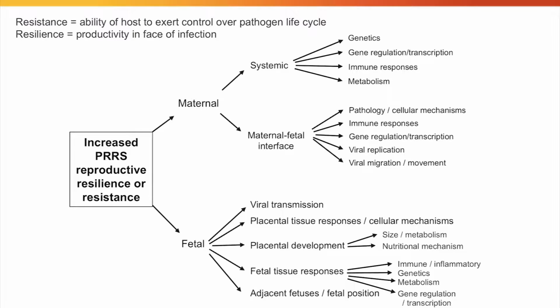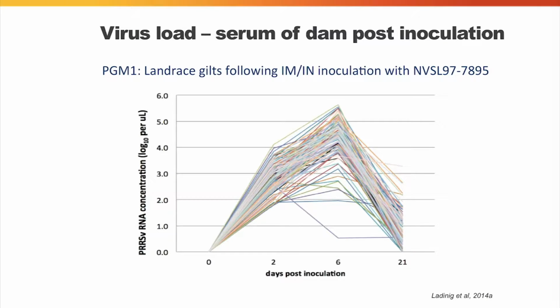By contrast, we can also look at what's happening in the fetus, and that can be how the virus transmits across the placental tissue, what happens when the virus enters the placental tissue, something about the placental development of the fetus, or something about the fetus itself. And very importantly, it could also involve what's happening to adjacent or neighboring fetuses, because they have an impact as well. So we're going to start off by talking about events that are occurring in the dam.